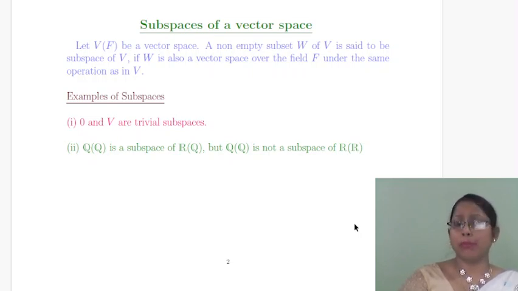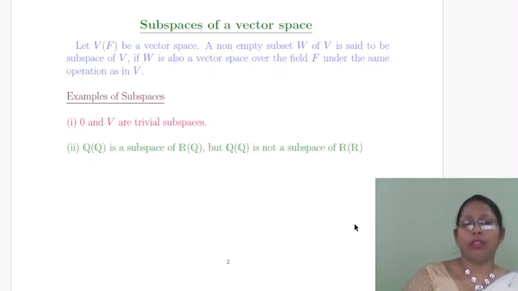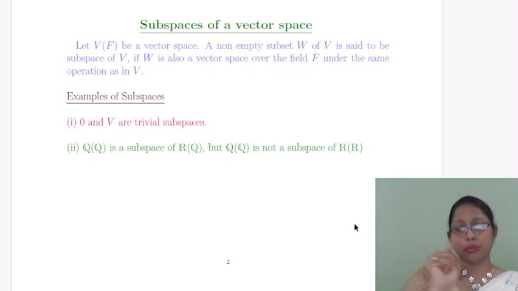Next is examples of subspaces. First, 0 and V are trivial subspaces of the vector space V over F. Q over Q is a subspace of R over Q. Here Q is the set of rationals. The set of rationals is a vector space over itself. R, the set of reals, is a vector space over the field Q. Here Q is a subset of R. So Q over Q is a subspace of R over Q.